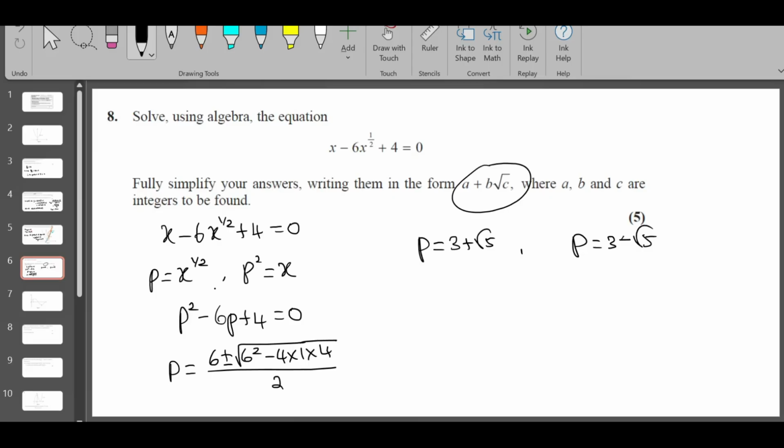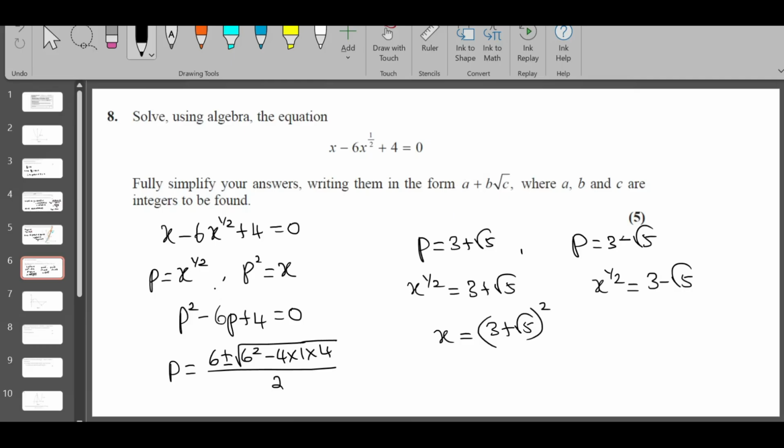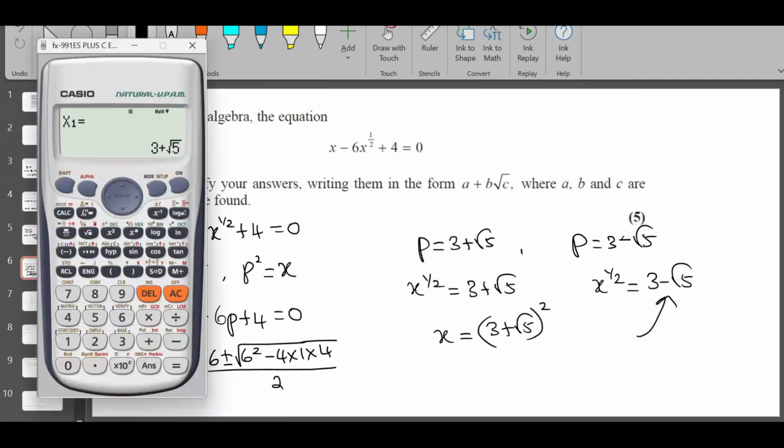We know p is x power half. X power half is 3 plus root 5. X power half is equal to 3 minus root 5. So x is equal to 3 plus root 5 whole square when you square both sides. But before you square both sides, make sure both the numbers are positive. This number is negative? Let's find out.